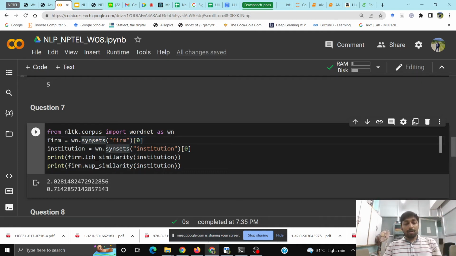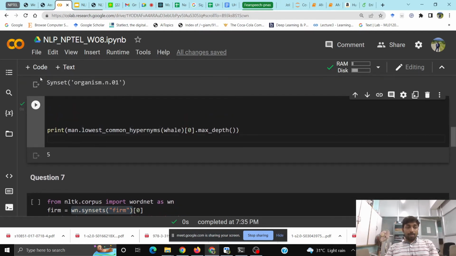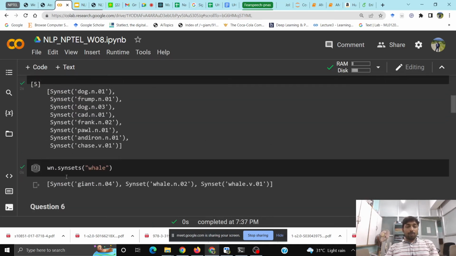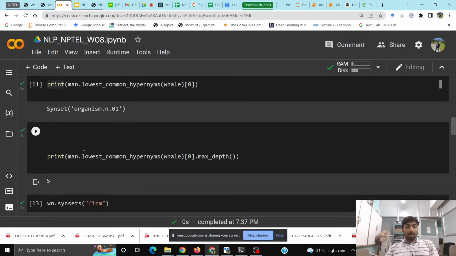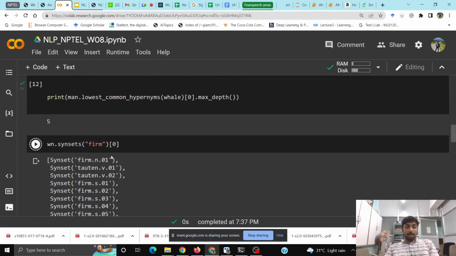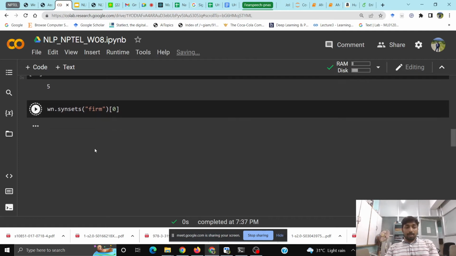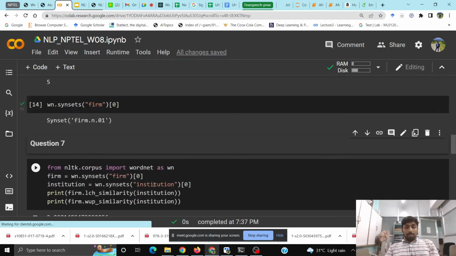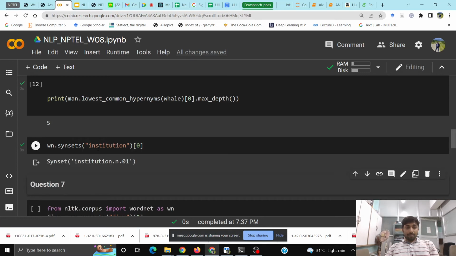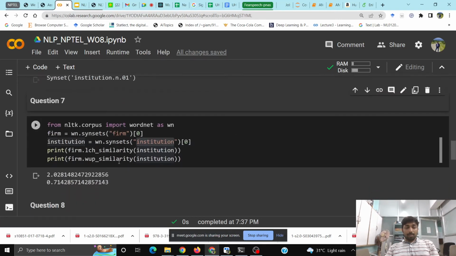So if you do not know the first sense, this is one way to do it. You will get a list out of this. So if I print this. Earlier we had to check which one is the first sense. Now we can directly use something like wn synsets form and the 0 element. So that will be the first sense. Similarly, we can do this for institution. Yeah, so this is the first sense.